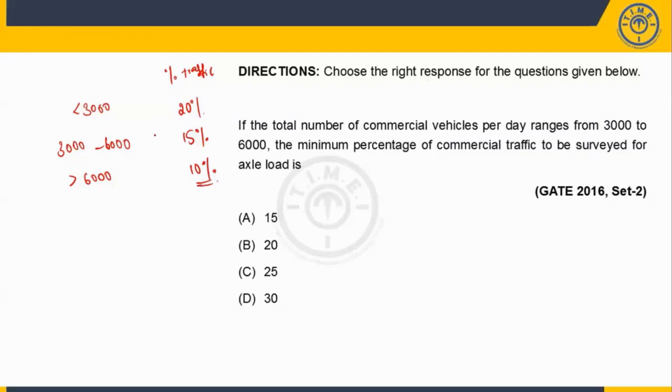Now what is our answer? Tell me, the minimum percent of commercial traffic. You can eliminate these two things safely. 15 is our answer.